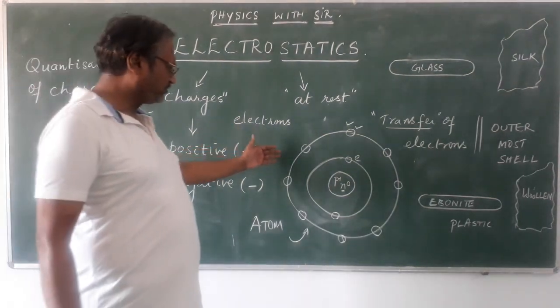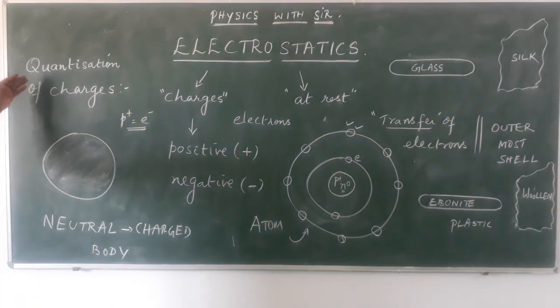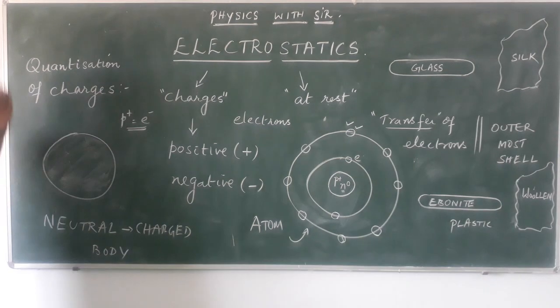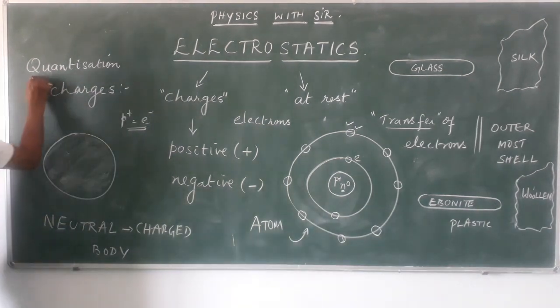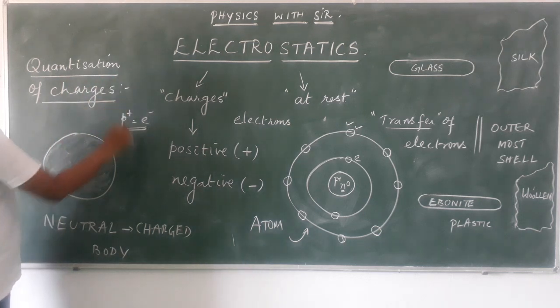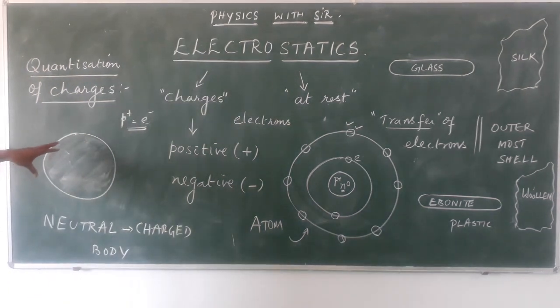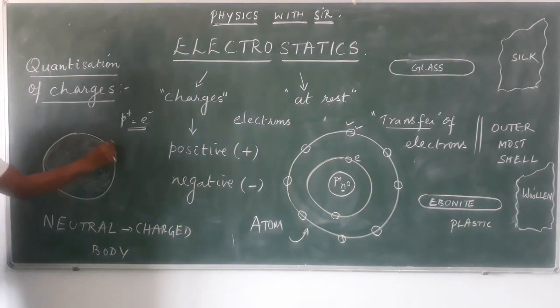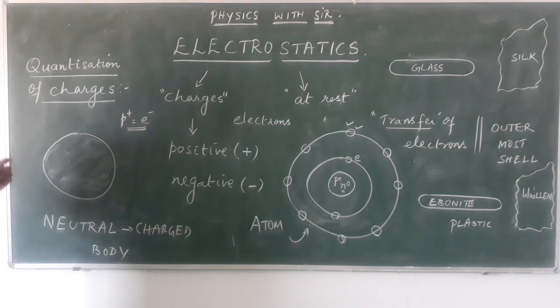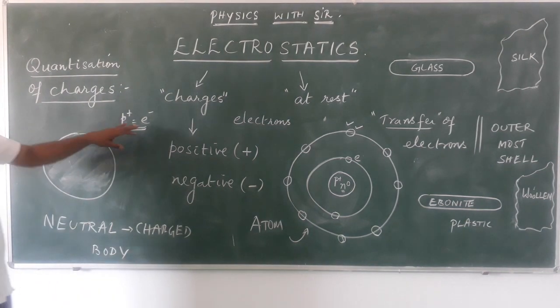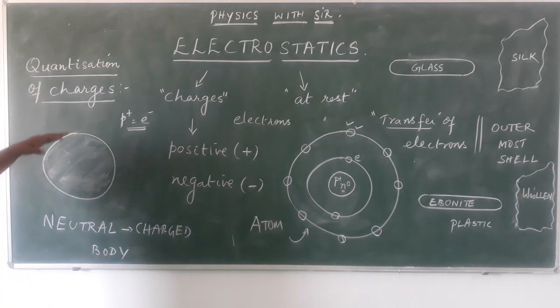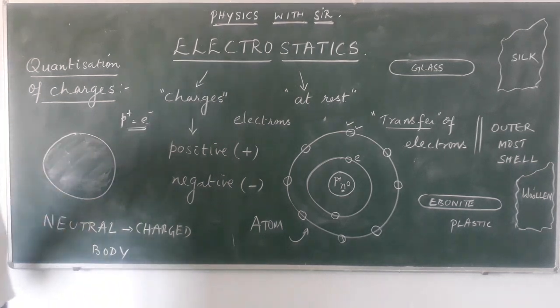Now let us move on from here to a point called quantization of charge. What do you mean by quantization of charge? Let us assume a body, a conductor or an insulator, and this is basically neutral. Why is the body neutral? Because the number of protons is equal to the number of electrons. The number of positive charges are equal to the number of negative charges.